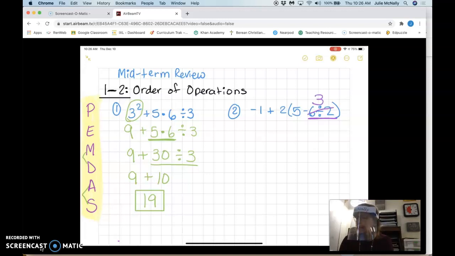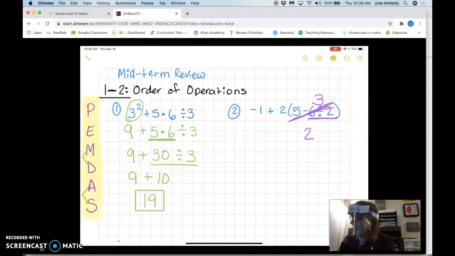Forget what Bella said. Now I'm going to do the rest of the stuff in my parentheses. Wait, don't you bring it down? Well, this time I just crossed it off and wrote it up there because I still need to do my 5 minus 3. So what is 5 minus 3? Say it. 5 minus 3 is 2. Yes, it's 2.